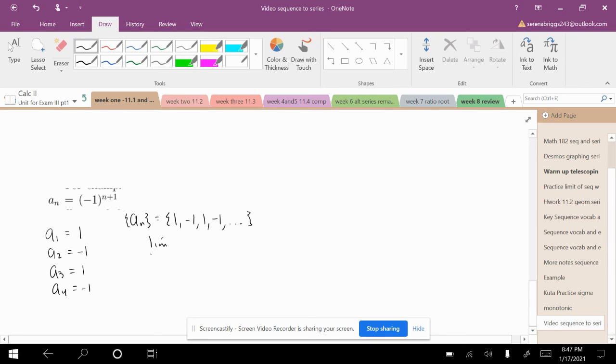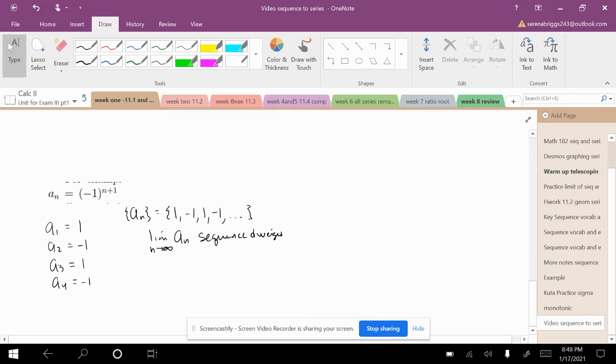Now I want to try to take the limit as n approaches infinity of that sequence. And if I think about letting this sequence tend towards infinity, it does not converge. The sequence diverges. You might say that the sequence is headed towards positive 1. Someone else might say that the sequence is headed towards negative 1. But the sequence itself is not converging towards a single number, and therefore the sequence diverges.